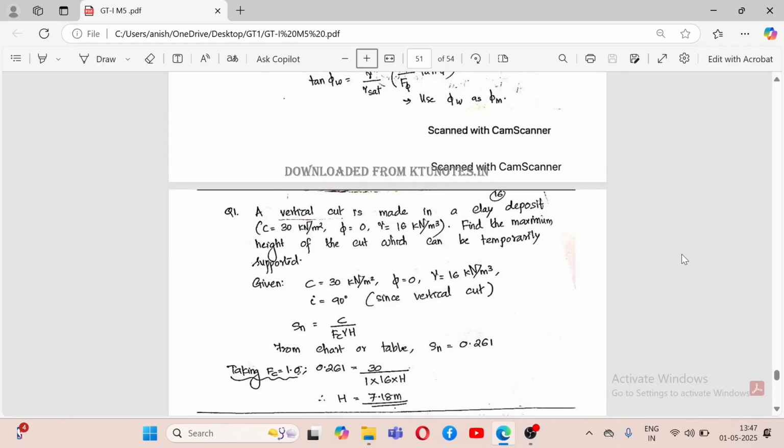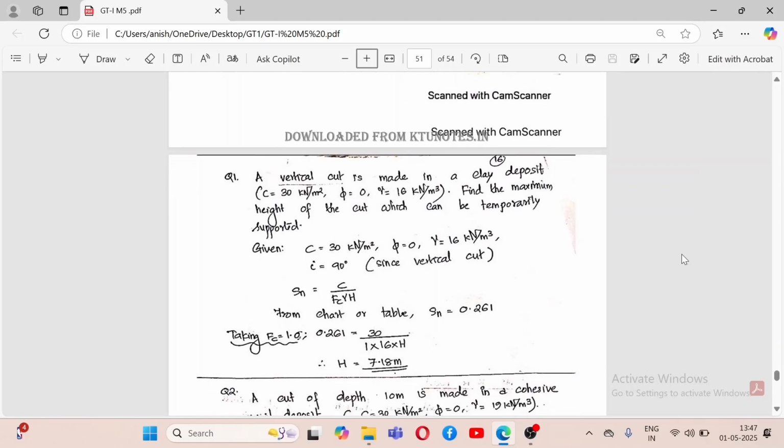Okay, so we'll do some stability chart problems. A vertical cut is made in a clay deposit. Find the maximum height of the cut which can be temporarily supported.